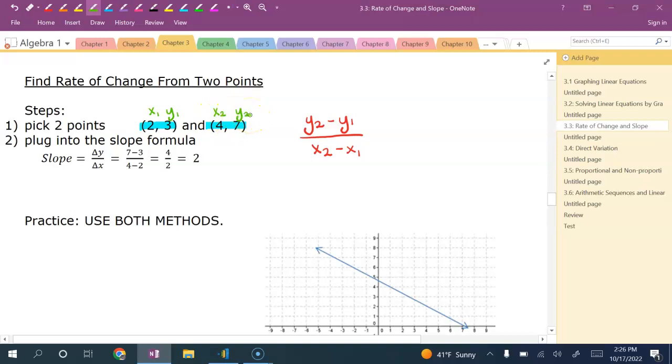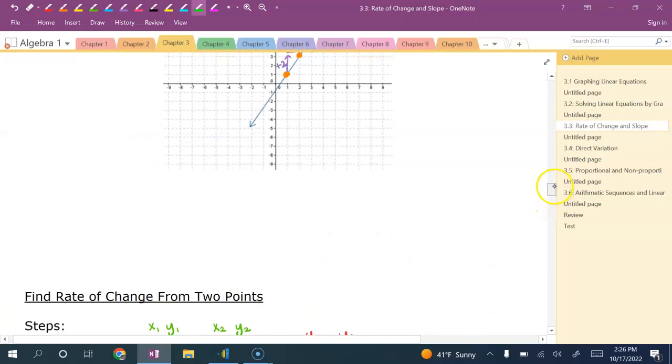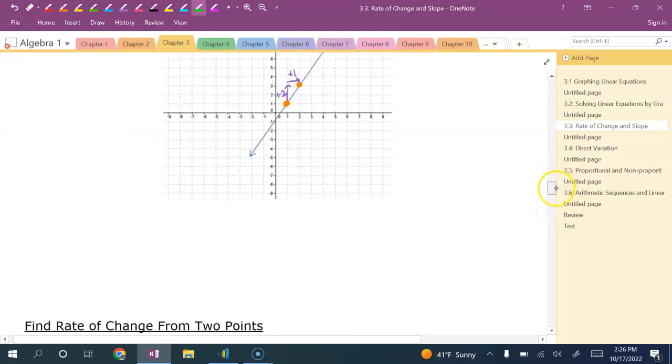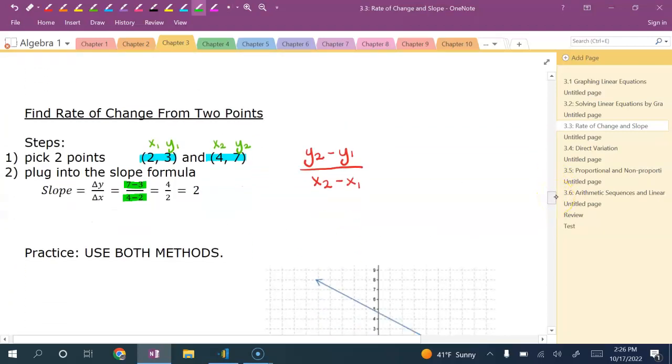And then you can just plug them into the equation so that it matches up and fits. So on the top, I put 7 minus 3, and on the bottom, you've got 4 minus 2. Then simplify by subtracting, so we got 4 over 2, which does reduce down to 2. So just like what we got up above with counting, I got the same answer using that equation.